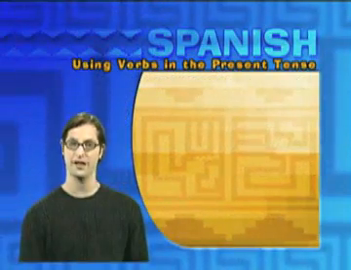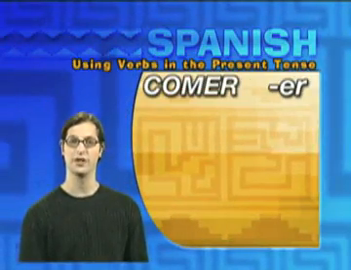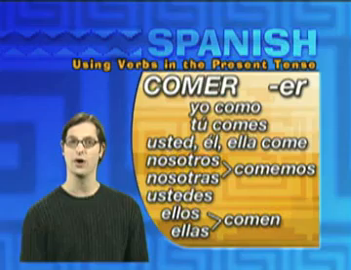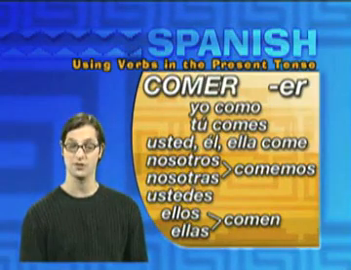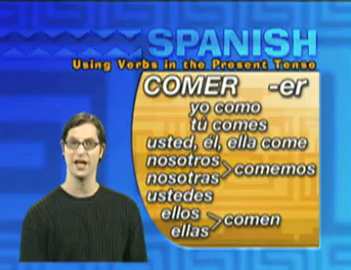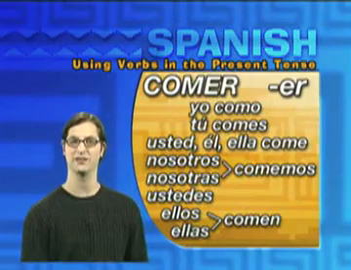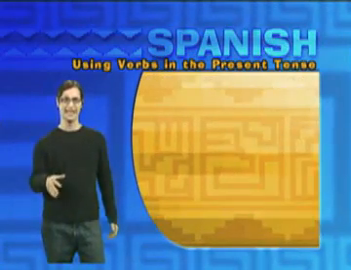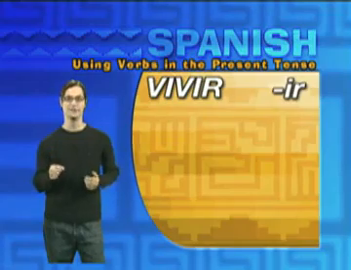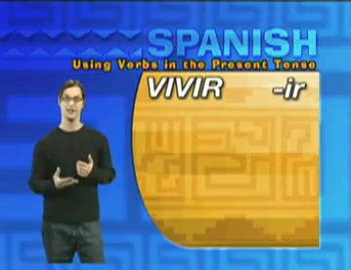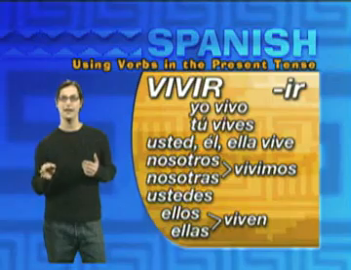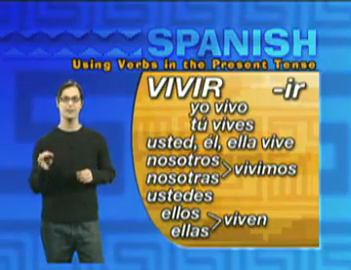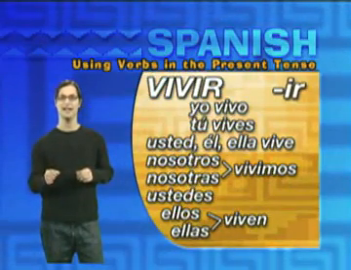The pattern for conjugating ER verbs looks like this. Using comer, to eat, we get yo como, tú comes, usted, él, ella come, nosotros, nosotras comemos, and ustedes, ellos, ellas comen. Finally, IR verbs, using vivir, to live. Their pattern looks like this. Yo vivo, tú vives, usted, él, ella vive, nosotros, nosotras vivimos, ustedes, ellos, ellas viven.